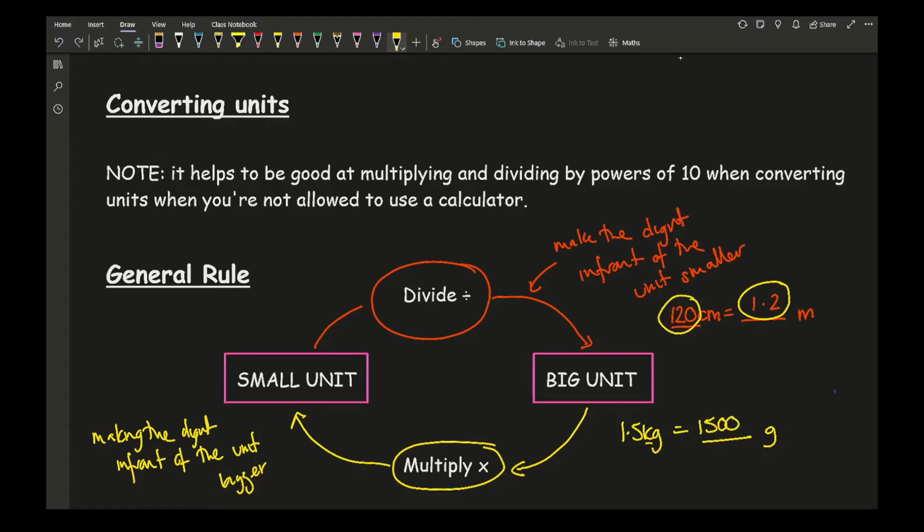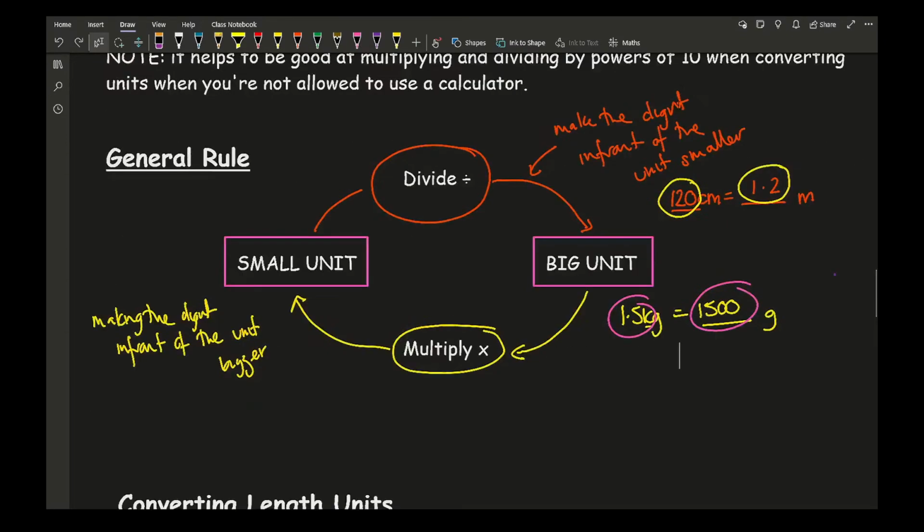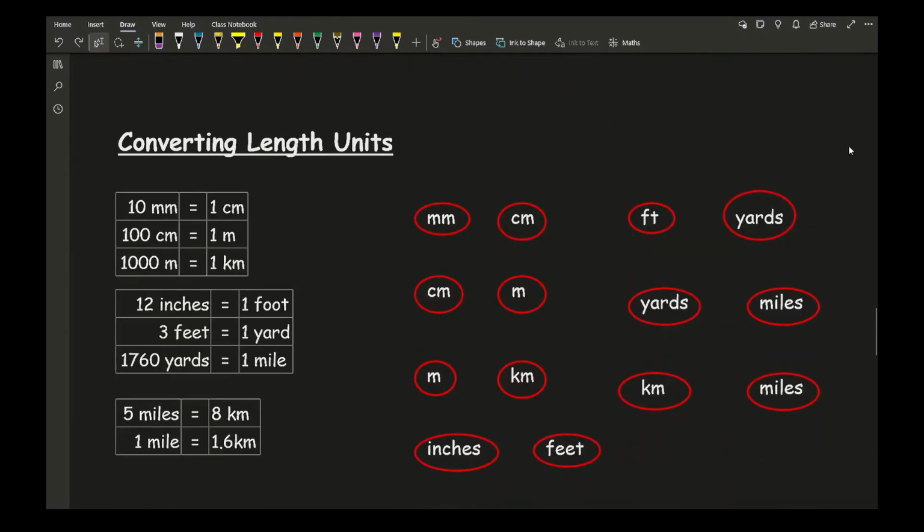And again, try and think of things that you know. So for example, even if it's dead simple, I could have picked 1 kilogram to represent 1,000 grams. And again, it's just a case of recognizing that and then using your common sense to figure out what your final answer should look like. So now let's have a look at the actual converting units.